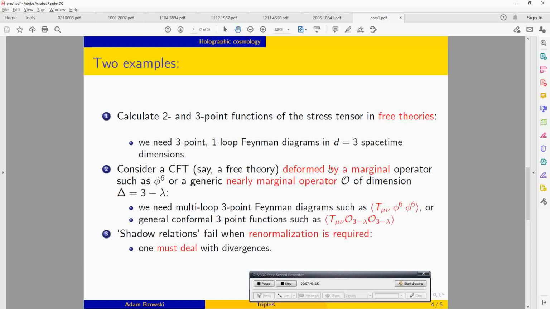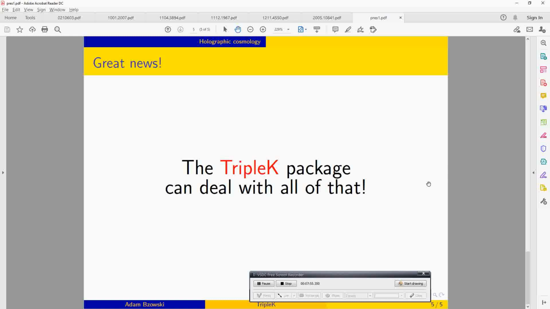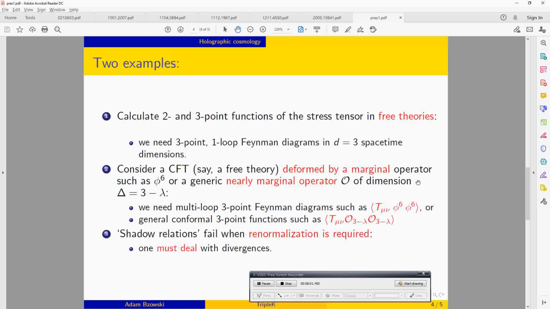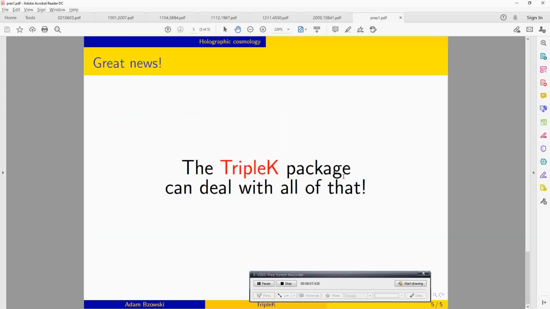Okay, so this sounds like a difficult problem. Can we deal with it? And it turns out that yes, and this is exactly what the TripleK package offers you. It delivers tools for calculations of all these correlation functions. And now I will show you how to do it.